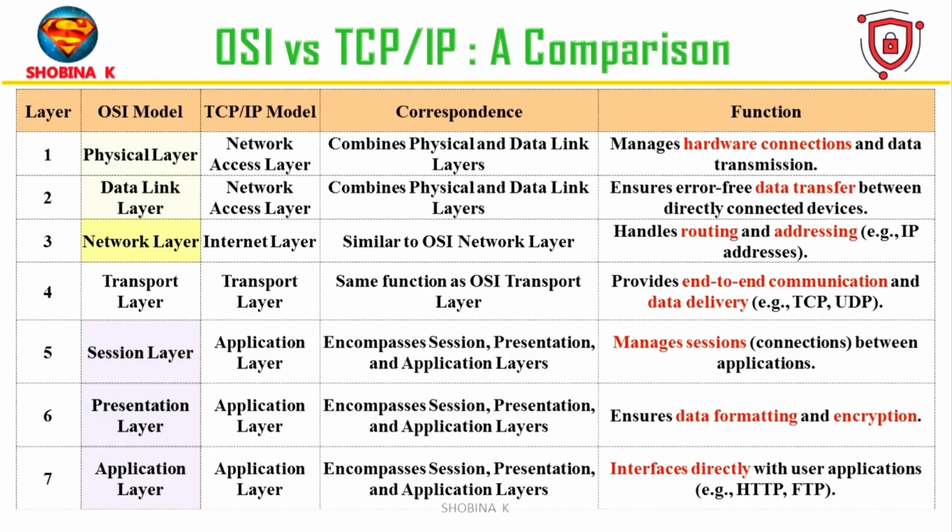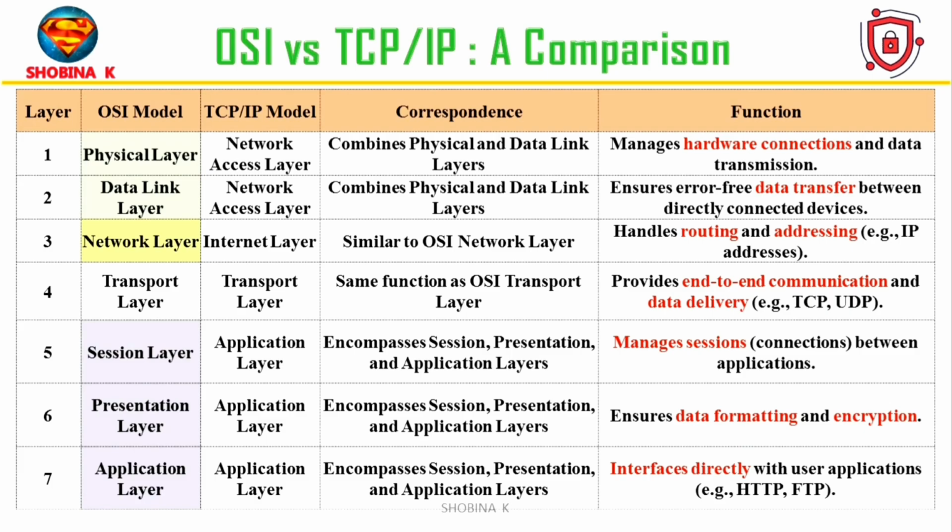Now let's see a comparison between the OSI model and the TCP/IP model. The physical and data link layers of the OSI model are combined into the network access layer in the TCP/IP model. This layer manages hardware connections and is responsible for the actual transmission of data over physical media. The network layer in the OSI model matches the internet layer in the TCP/IP model. This layer is responsible for routing data and uses IP addresses to find destinations. The transport layer in both models does the same thing. It ensures data is delivered correctly between devices using protocols like TCP and UDP.